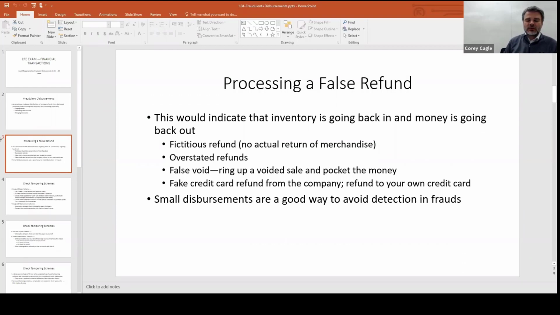You could have a false refund. You could refund somebody something and give yourself that money, right? So that would indicate that the inventory is going back, but it's not. So now you got the whole shrinkage problem that you had with the skimming, right? So there could be a fictitious refund. There could be an actual refund where you just overstated the amount and pocketed the difference. There's all kinds of things you can do. They do make the point that hitting it in little small chunks instead of bigger chunks would be a good way to avoid being detected.